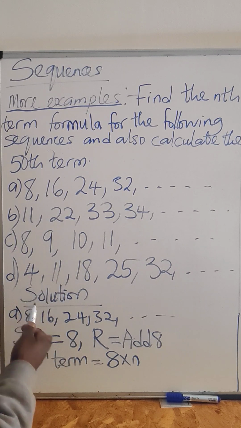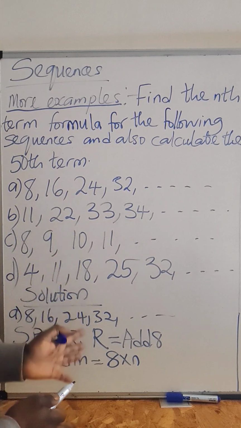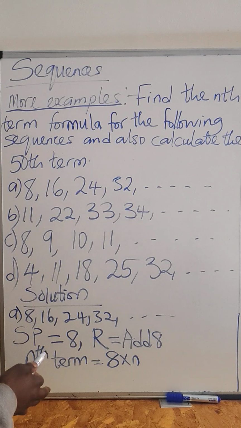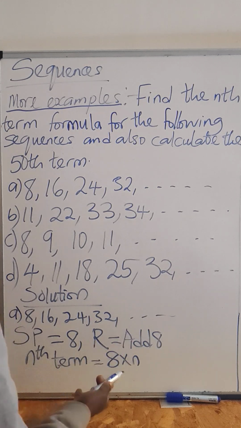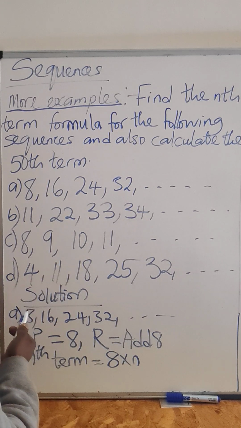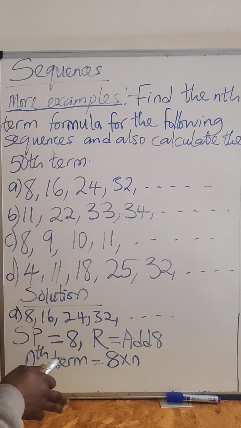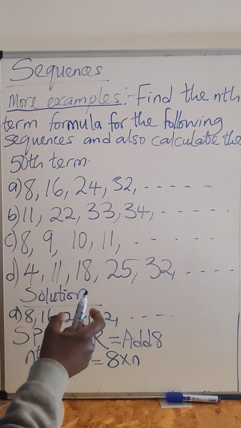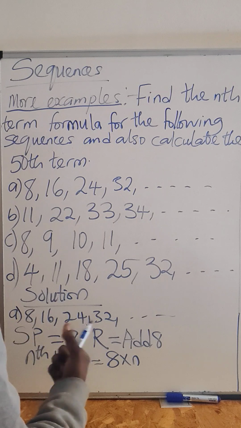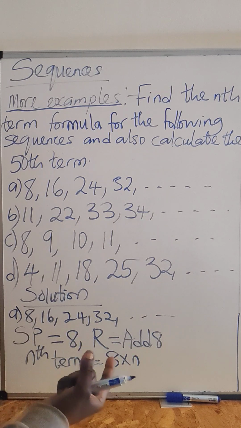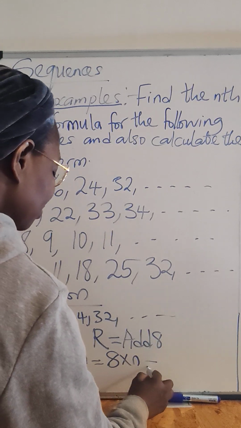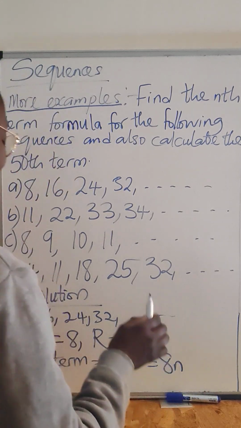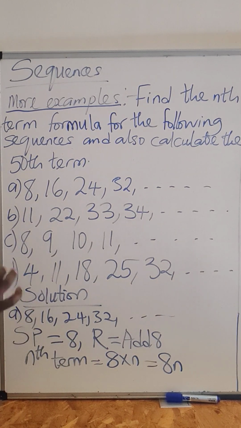And if there is any difference between the rule and the first term, then we will know if we are to add to what we already have or we are to subtract. But in this case, the rule and the starting point, which is the first term, they are the same thing. It's figure 8. So we're not going to add or subtract any number. That rule, which is 8 multiplied by n, gives 8n. And that's the nth term for this particular sequence.